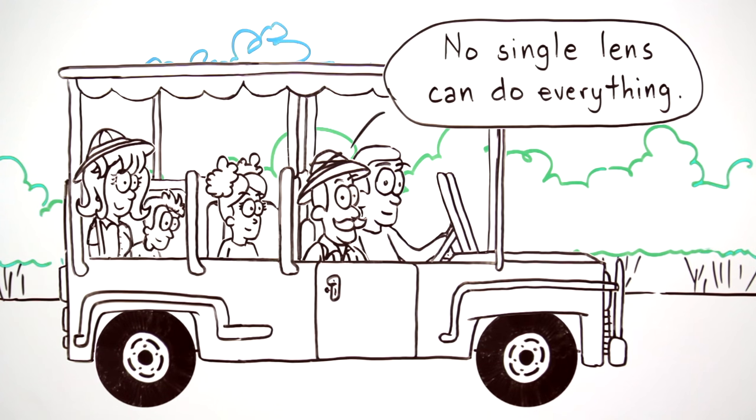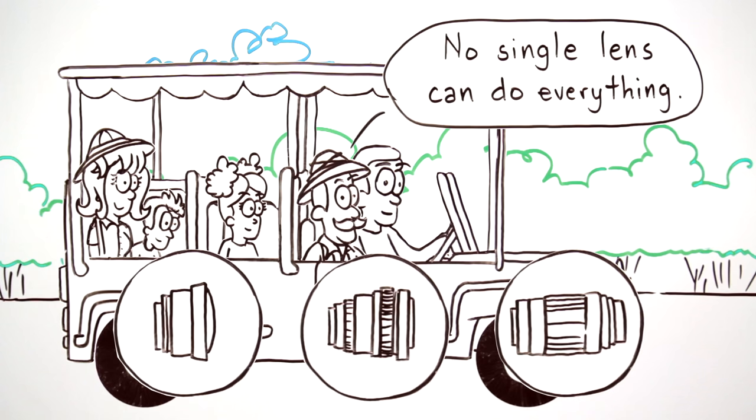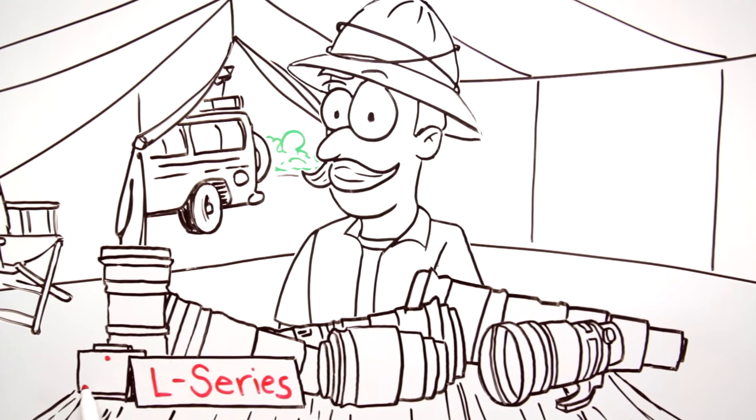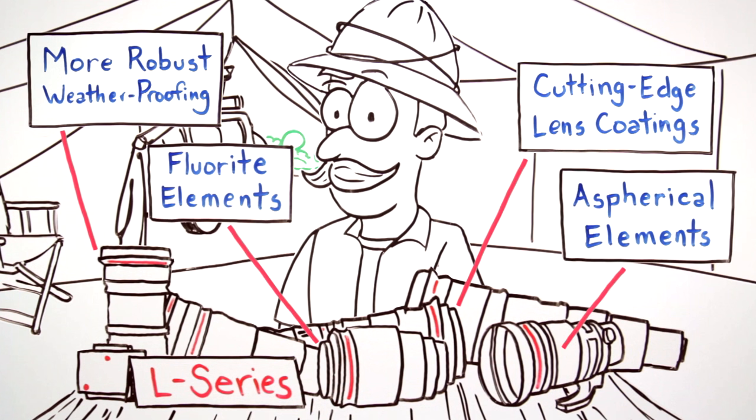Of course, there's no single lens that can do everything. That's why we offer a full spectrum of lenses at a wide range of price points. The Canon L series is a premium lens series, easily distinguished by the red ring around the lens. L series lenses are durable enough for professional use, and they have advanced optical features that provide outstanding image quality.